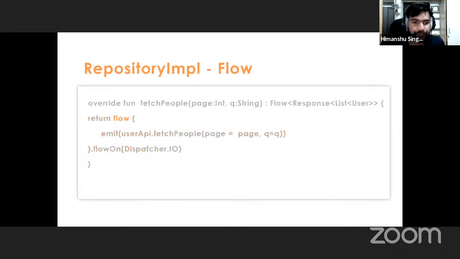Now you can see this returns the flow. This will return that specific fetch people in the emit, and last, this is a flow on. Where do I need to run this execution? This is where flow on comes into the picture. We have Dispatchers.IO, which basically means I'm running it on the IO thread. There's a main thread, there's a default thread, but here I have passed IO. So I'm just running it on the IO thread. And this is how you can have the repository implementation of that repository.